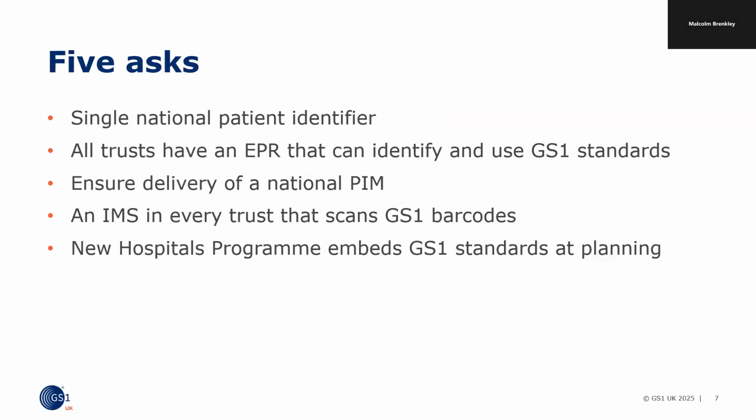So the 5 asks of GS1 UK for the government is for a single national patient identifier, so that across the UK there's one system for patient identification; that all trusts have an electronic patient record system that can identify and use GS1 standards, such as those for the barcode on the wristband; ensure the delivery of a national product information master for medical devices. So suppliers, manufacturers, can put all their information into the MHRA registration system, and that then feeds through to that product information management system, and that then feeds into your customers.